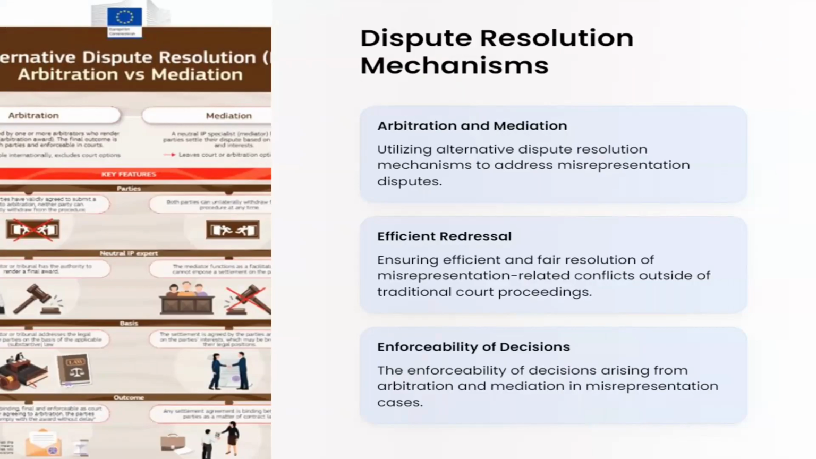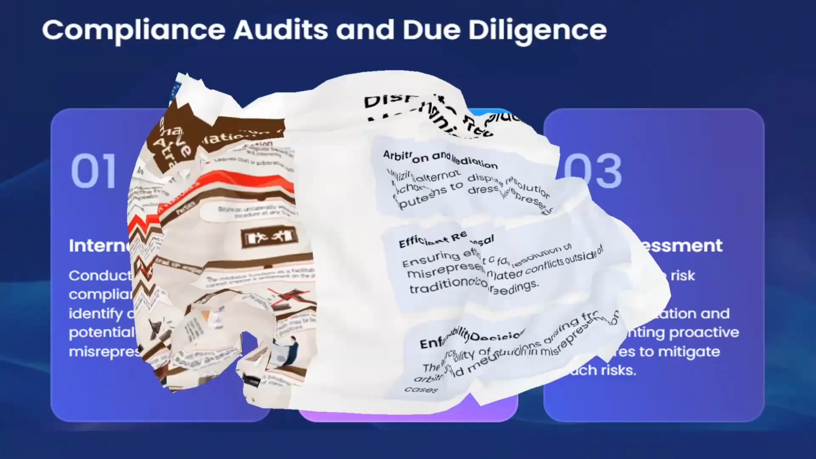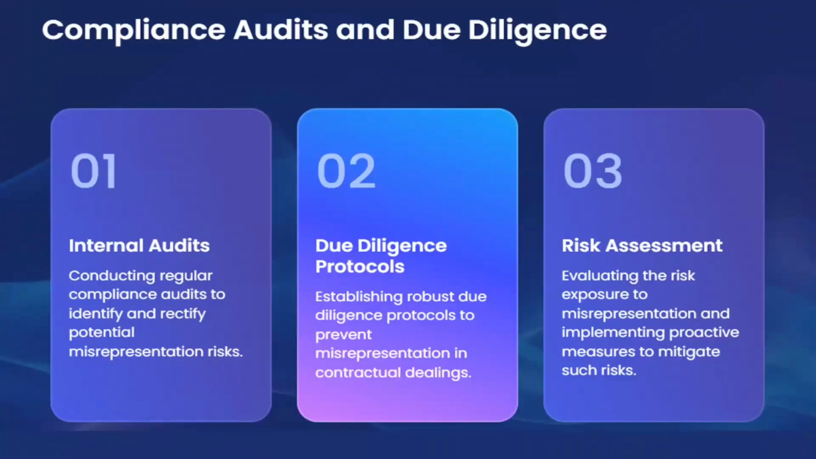Right? Compliance audits and due diligence. Wrap it up, making sure we are always on the right side of the legal tracks. So, what are compliance audits and due diligence? I'll make it a little clear for you. What are internal audits? It's like conducting a regular compliance audit to identify and rectify potential misrepresentation risks. Second, due diligence protocols. It establishes a robust due diligence protocol to prevent misrepresentation in contractual dealings. And what is risk assessment? We evaluate the risk of exposure to misrepresentation and implement proactive measures to mitigate such risk.